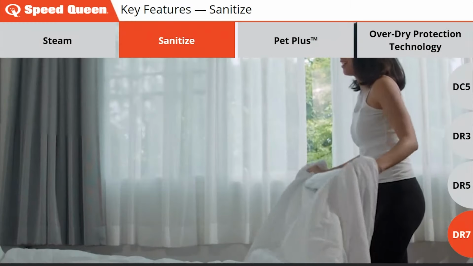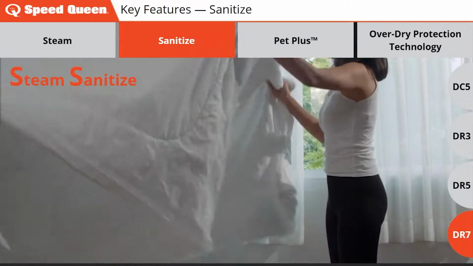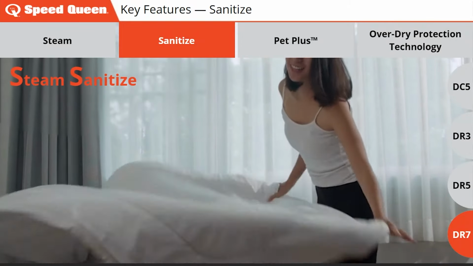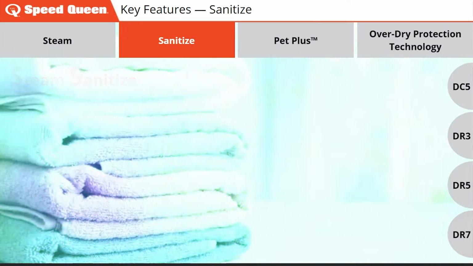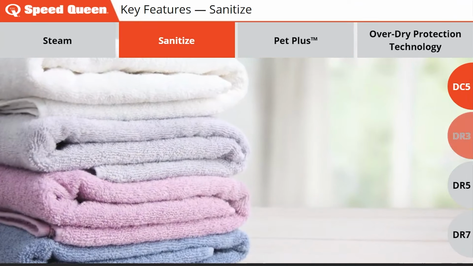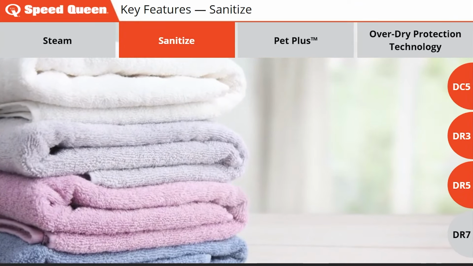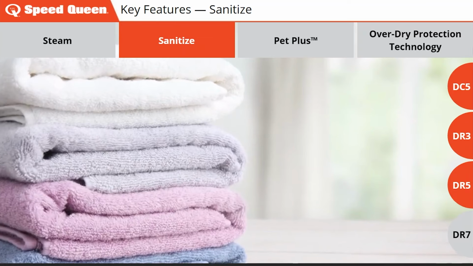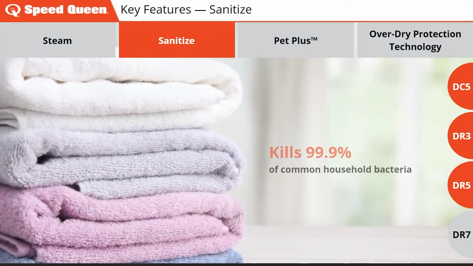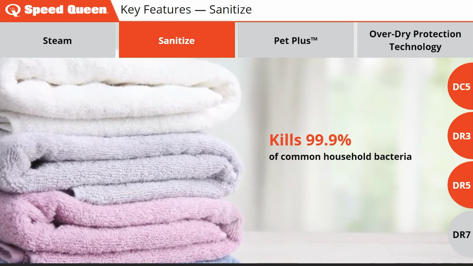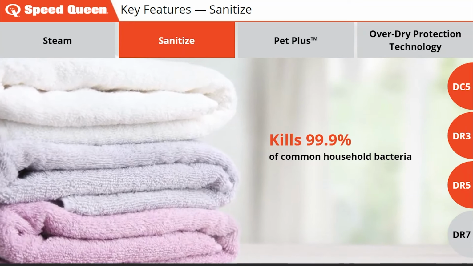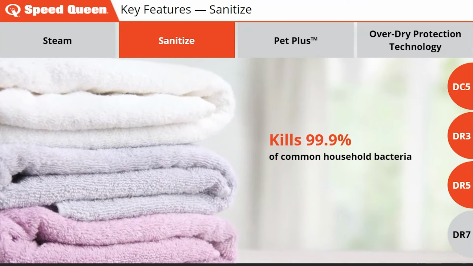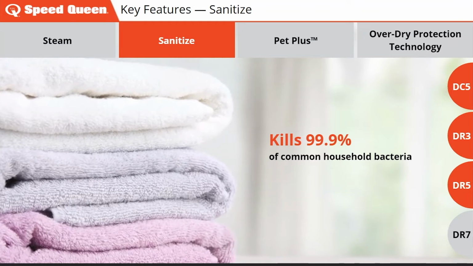The DR7 has a steam sanitized cycle, combining the power of steam with high heat to sanitize laundry while providing the best fabric care. The DC5, DR3, and DR5 offer peace of mind with a dedicated, independently tested sanitized cycle that kills 99.9% of common household bacteria. This is a high heat cycle, so it's critical for the consumer to follow drying instructions on fabric care labels.